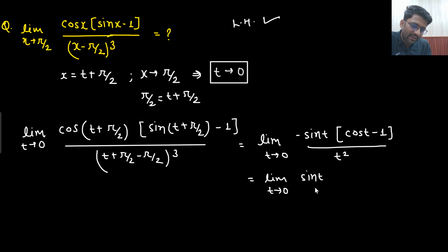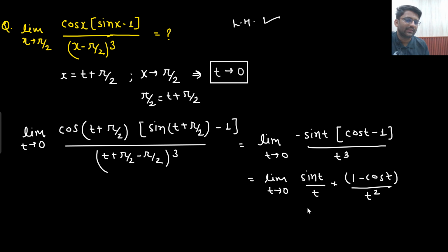This will become (sin t / t) multiplied with (1 - cos t) / t square, since this was t cube actually. So one t I have given to this guy, the other t square I have given to this guy. I know that this limit will give 1 and this limit will give 1/2. So what will be the final answer? The final answer will be nothing but 1/2. That will be the answer. So this is how I can solve it very easily.